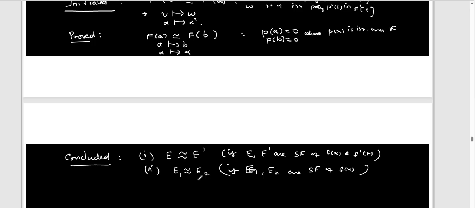And then the particular case, E1 isomorphic to E2, where E1 and E2 are splitting fields of the same polynomial, no different polynomial. So splitting fields are unique up to isomorphism. So after proving this theorem, from now on we can call E the splitting field of a polynomial f of x over F.